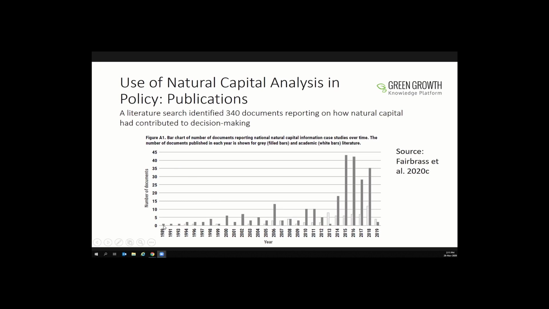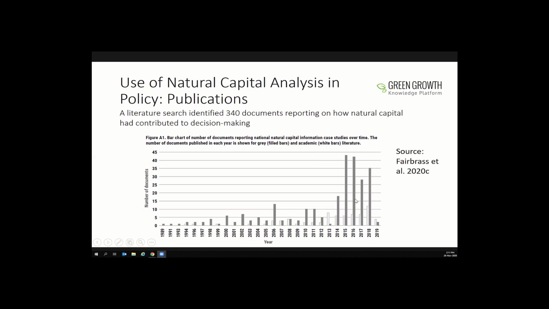And you can see the first one there is dated 1989. So this is a concept that has been with us for just over 30 years. Rather few papers published to start with, and then suddenly in the middle of the last decade, a huge explosion of all sorts of publications from about 2014, with the grey literature being the filled bars and the academic literature being the white bars.